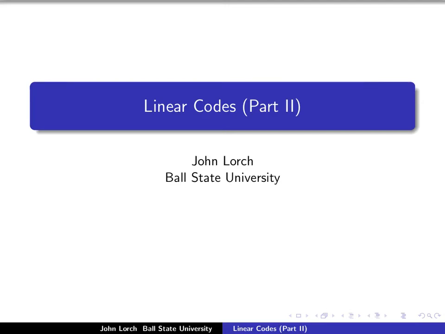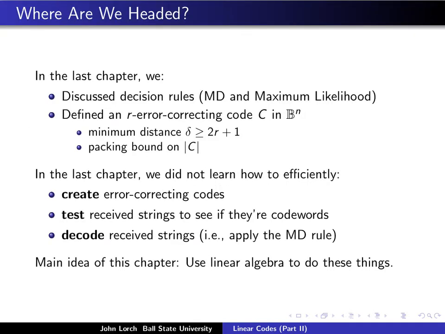Hi everyone, this is part 2 of our material on linear codes. Before we begin, I'd like you to recall that in the last chapter, we discussed decision rules, namely the minimum distance rule and the maximum likelihood rule, and we also defined associated error correcting codes. But we did not learn how to systematically create error correcting codes, how to test received strings to see if they're code words, or how to decode received strings. So we're hoping that we will be able to use this material on linear codes to do these things.